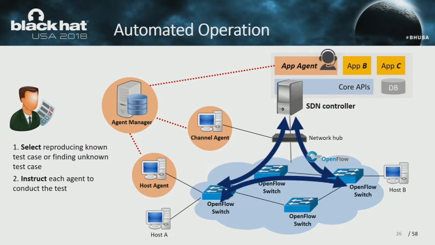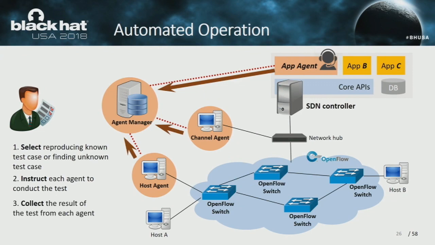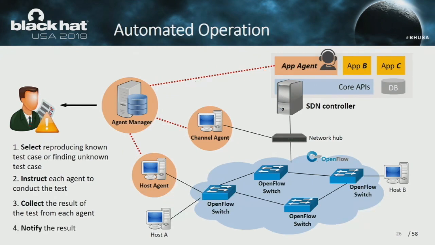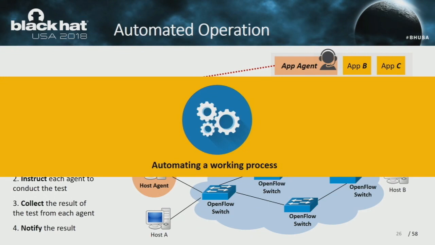When finding new vulnerabilities, the forging modules in each agent randomize the SDN control flows from their location. After the test case is done, the agent manager collects the test result from each agent and analyzes it. Finally, the agent manager tells the network operator if the network has passed the test cases or not. So from this brief workflow, we can see that Delta is a highly automated framework, which is our first design goal.